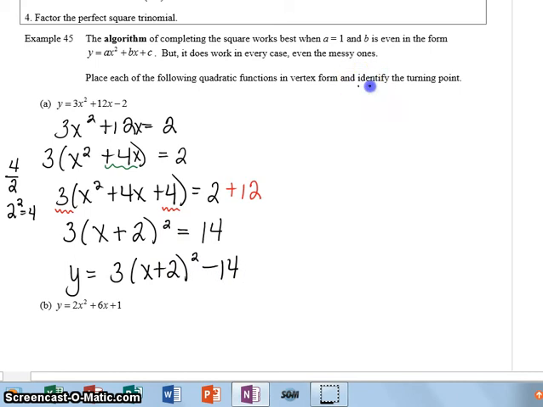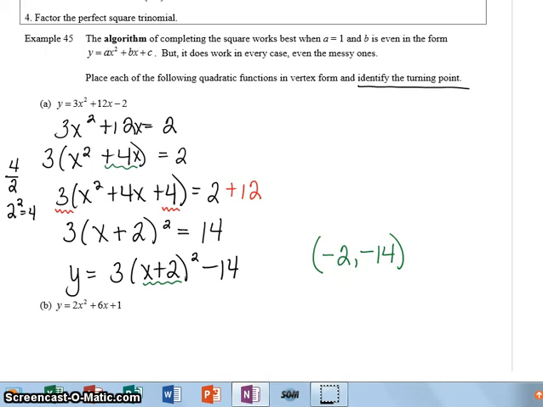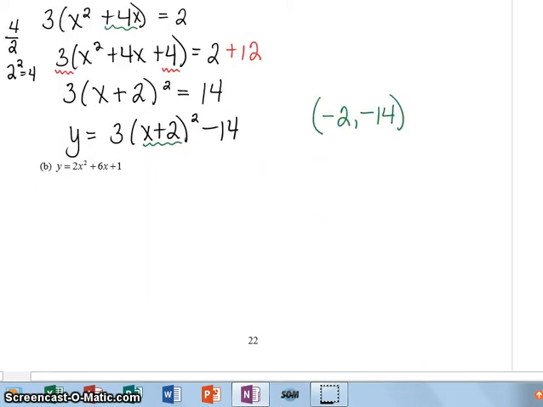Okay, it also says identify the turning point. So remember, guys, it's going to be the opposite sign of what's in the parentheses. So my turning point, my x-coordinate is negative 2, but then my y value is negative 14. That stays the same. Okay? Part B, same thing.